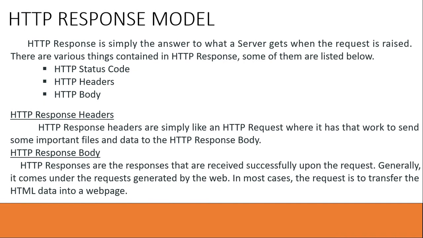The HTTP response model includes the HTTP response from the server to the client. It includes the HTTP status code, HTTP headers, and HTTP body. The HTTP response headers are simply HTTP requests that work to send some important file and data to the HTTP response body. The HTTP response body is responsible for receiving a successful response upon request. Generally, it comes under requests generated by the web. In most cases, the request is to transfer HTML data into a web page.